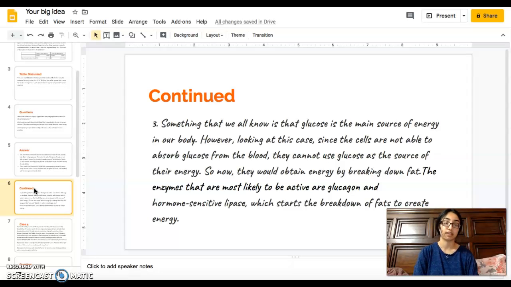However, looking at case number 3, since the cells are not able to absorb the glucose from the blood, they cannot use glucose as the source of their energy. So glucose is not one of the enzymes that is there. We would obviously obtain energy by breaking down fat. The enzymes that are most likely to be active are glucagon and hormone-sensitive lipase, which initiates the breakdown of fats to create energy for the baby.